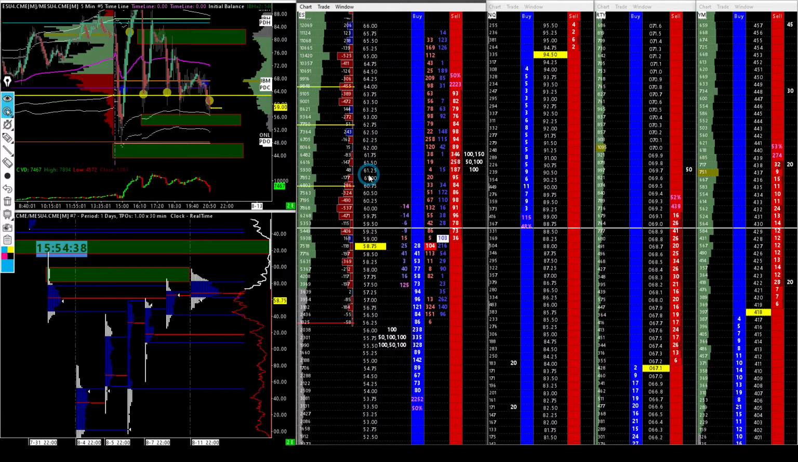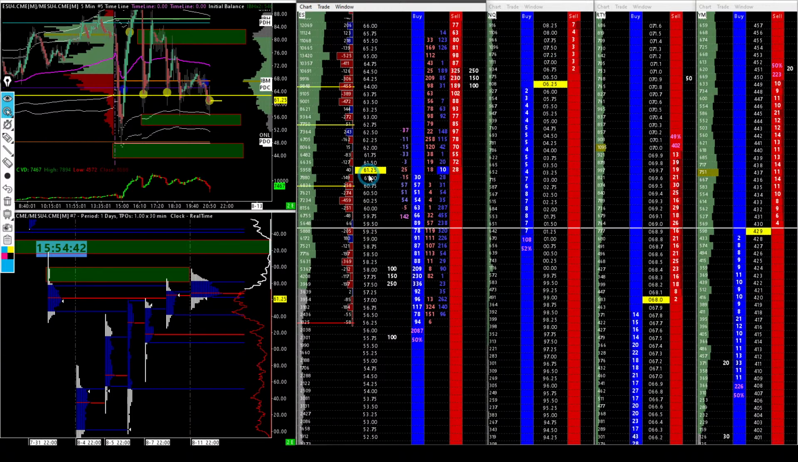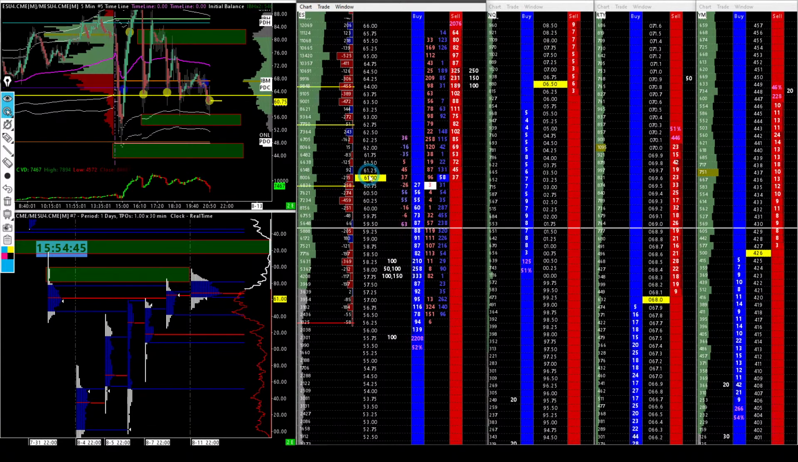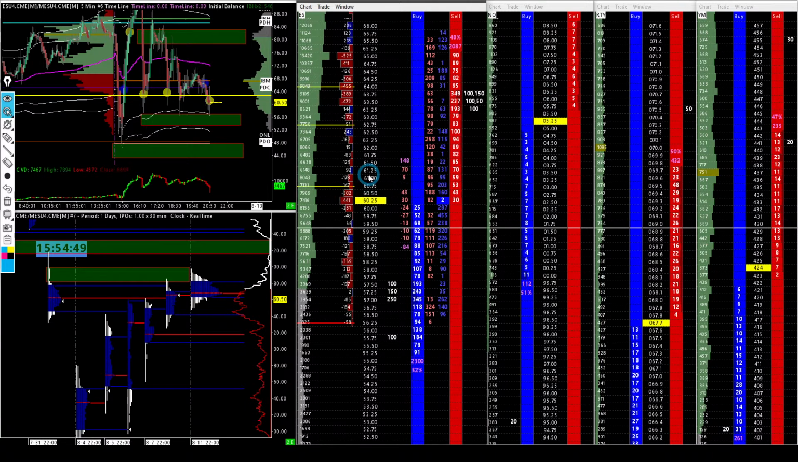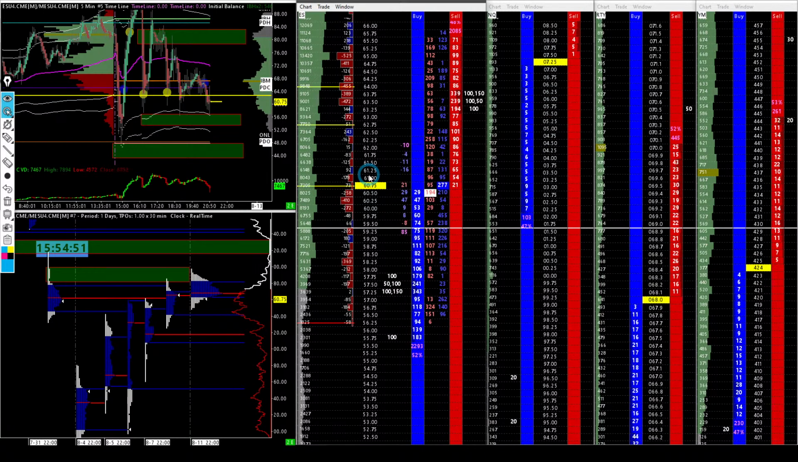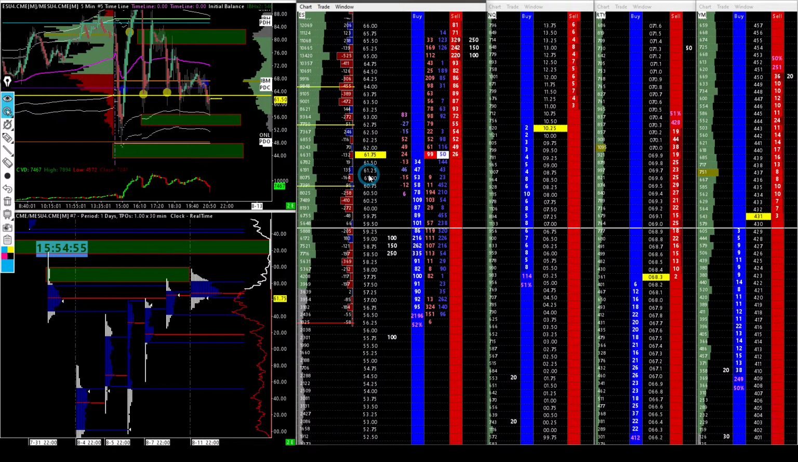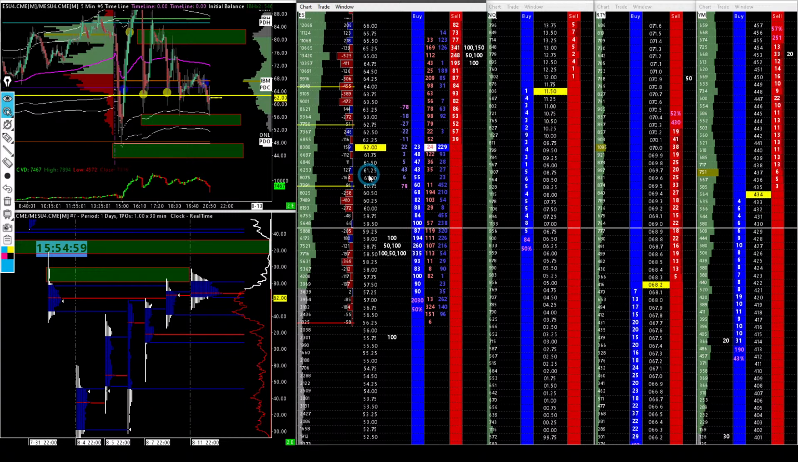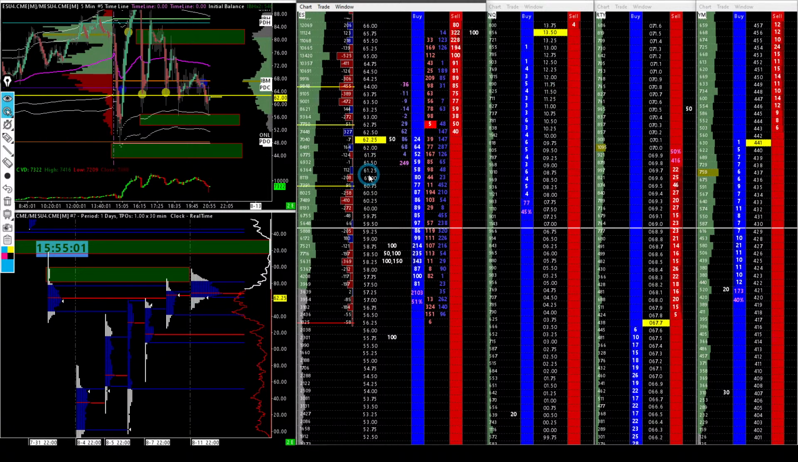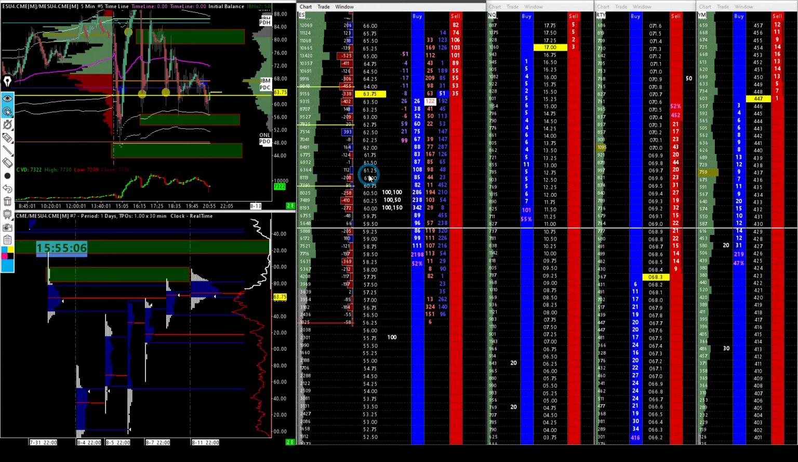I kind of feel in the next 5 minutes, the offer is going to be pulled, and we are just going to be right back at POC. Which I think is going to be the play in 5 minutes.